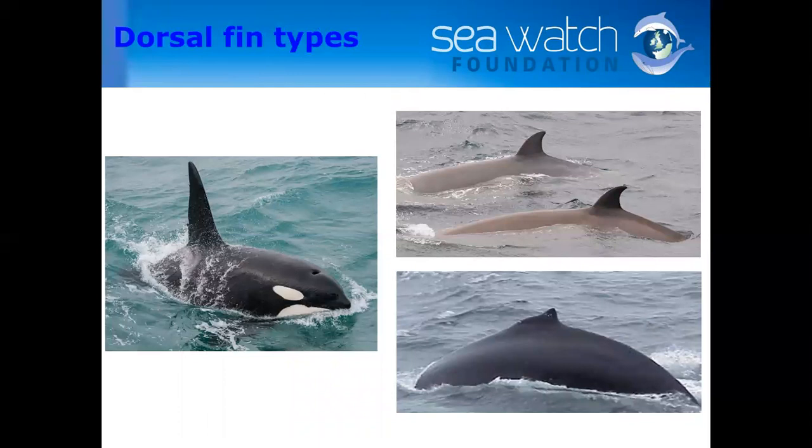Fin types are very different, really. Let's take a look at the humpback. They have the hump and a very reduced fin. The very tall, pointy one of orcas, and the curved but broad one of Cuvier's and bottlenose whales.